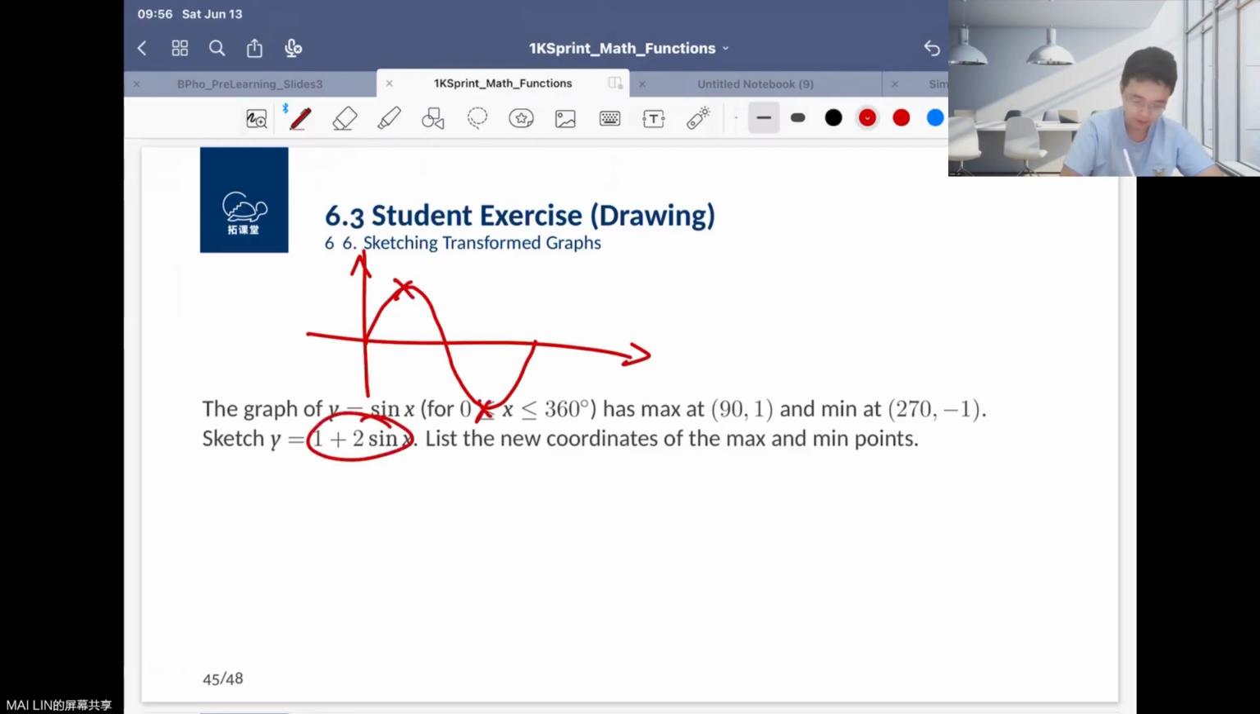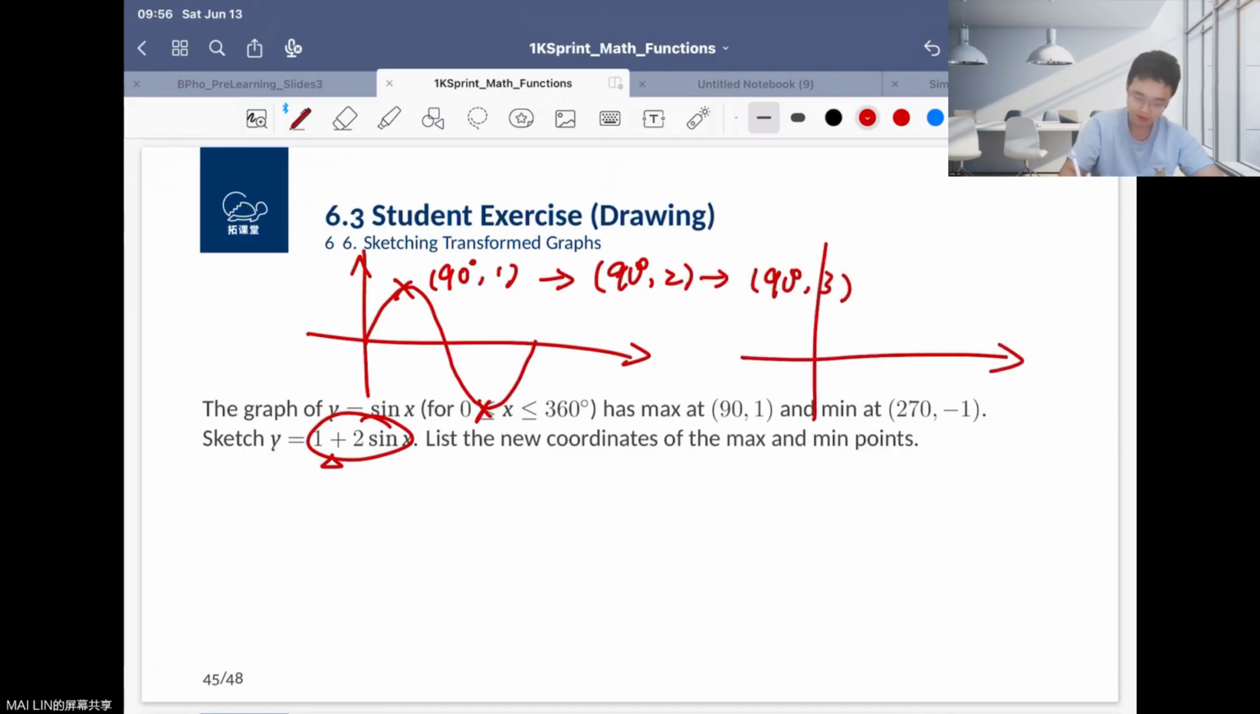Then you can try to draw it this way. For y equals 1 plus 2 times sin x, we can first sketch the graph. You can just trace the point (90 degrees, 1). So first, times 2, it is (90 degrees, 2), right? And plus 1 means moving upward for 1 unit, right? And then it becomes (90 degrees, 3), right?